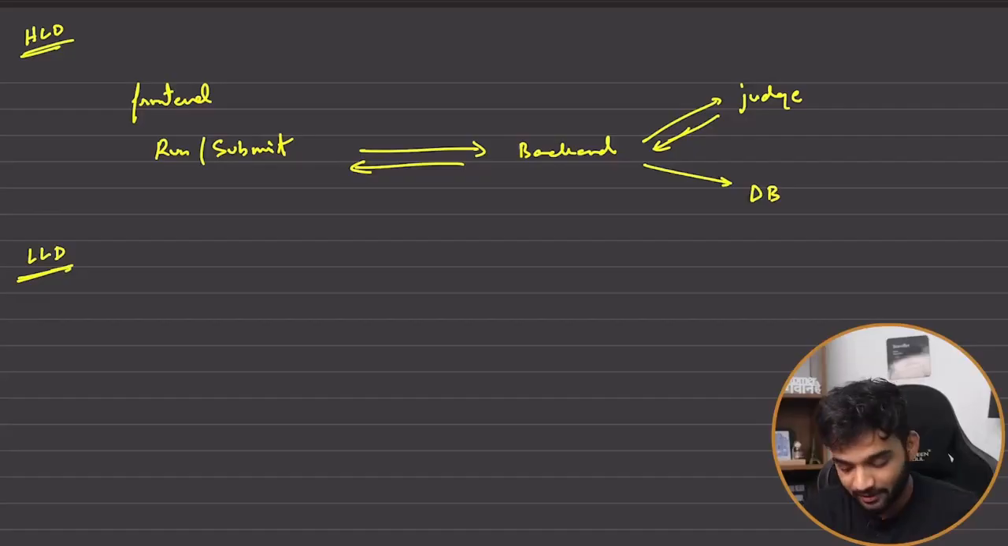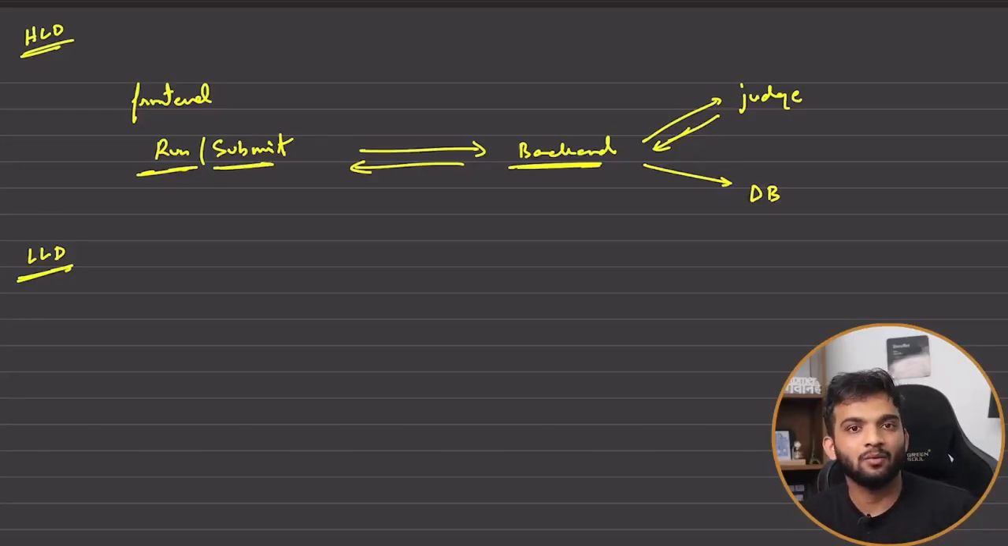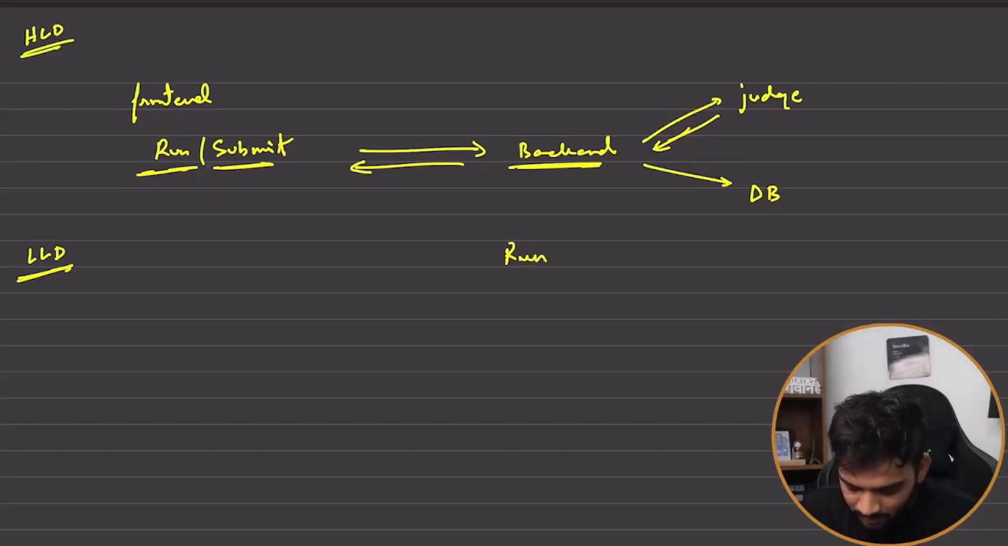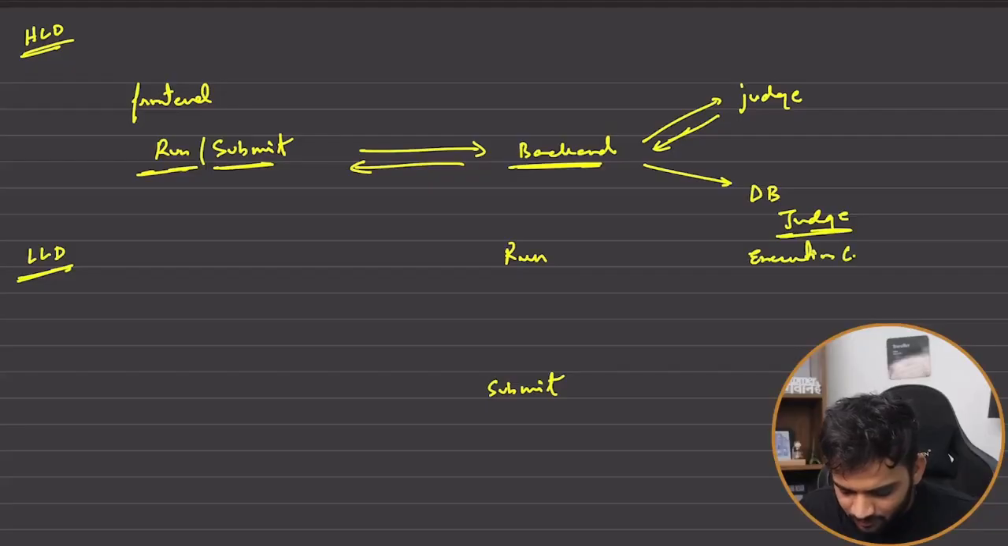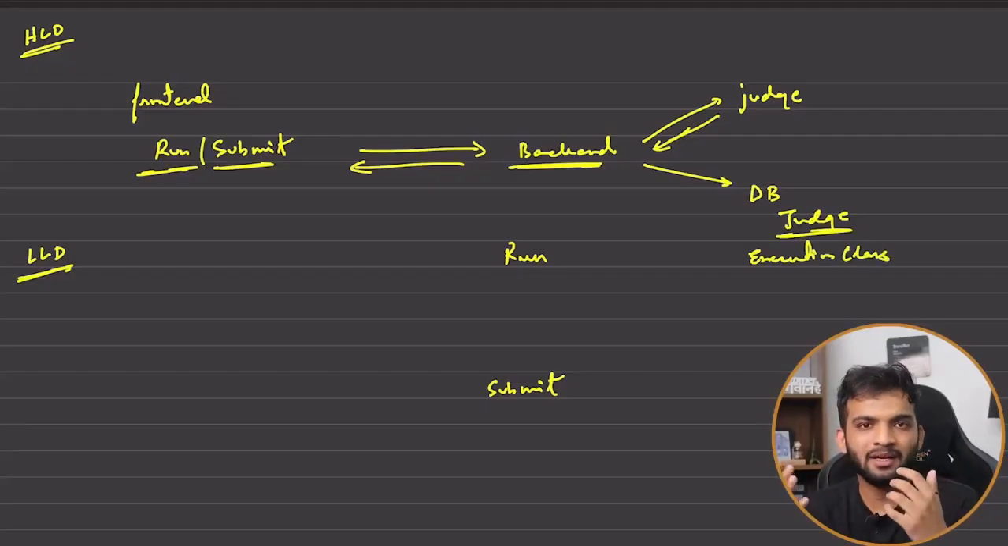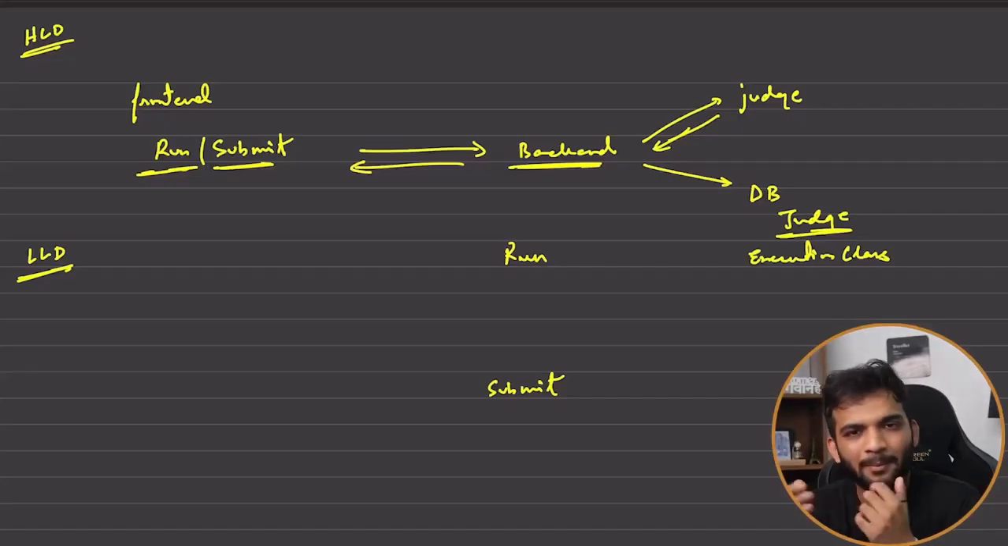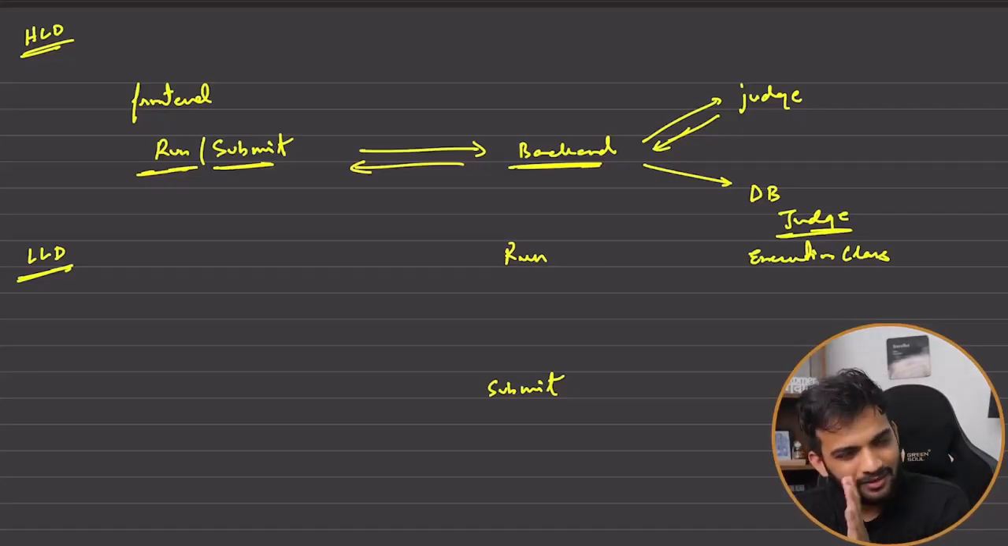Typically, the low-level design is in the backend: whenever the run is hit, whenever the submit is being hit, what are you doing? So maybe you do have a run class, maybe you have a submit class, and then on the judge side, maybe you're executing something, so maybe an execution class or something around that. Maybe something like a CPP class, maybe a Java class, maybe a Python class. Again, that is low-level design.